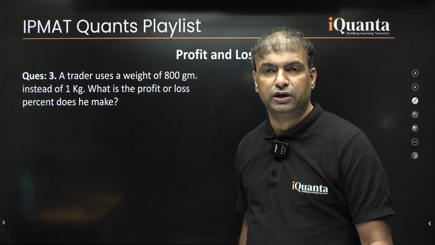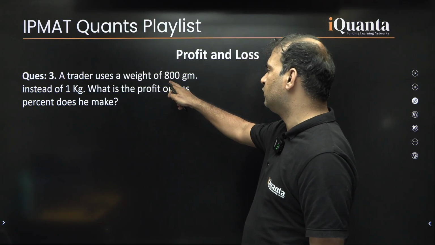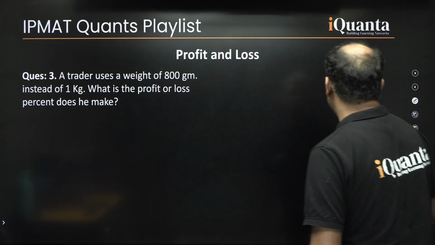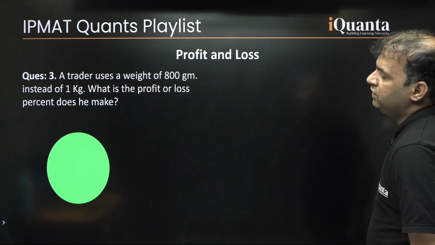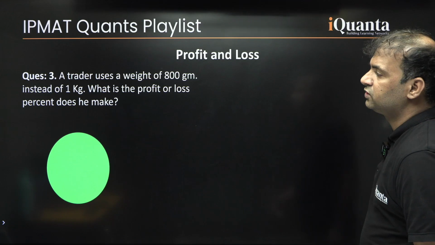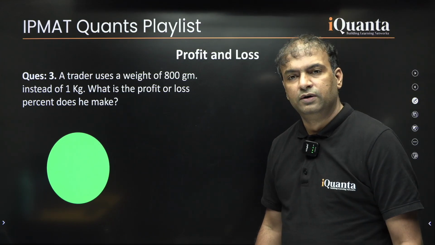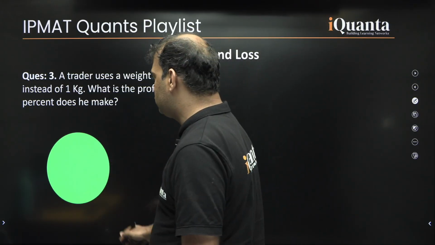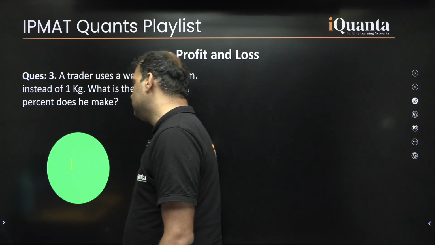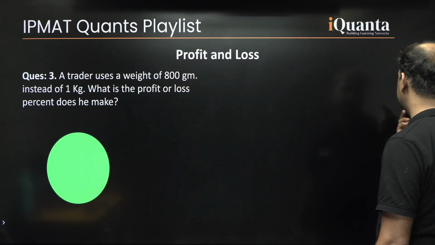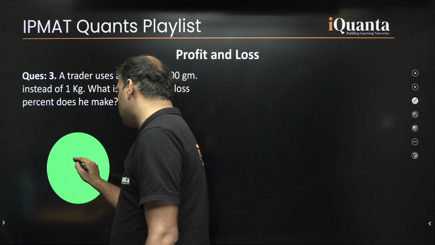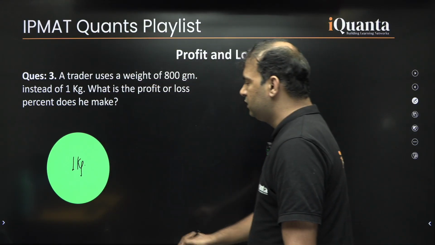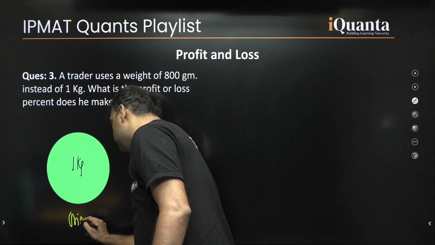First, let's understand the meaning of this. There is a trader who uses a weight of 800 grams instead of 1 kg. What does it mean, guys? Let me draw a simple diagram here. So how does he cheat? Basically, there is a weight in which the written number is 1 kg, but the original weight of this is how much? The original weight is 800 grams.